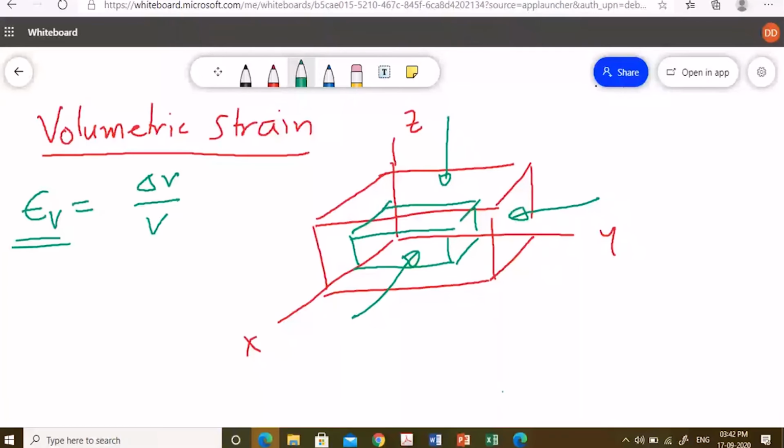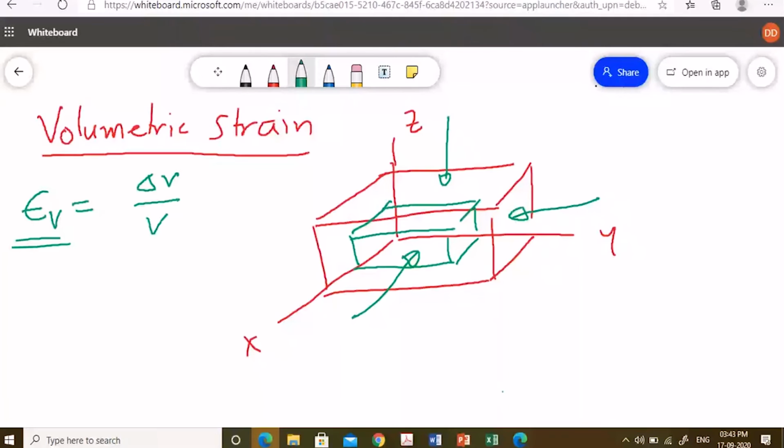For the same mass, we can change its volume. Having said that, how do we calculate it? So, delta V by V is the change, or the volumetric strain.